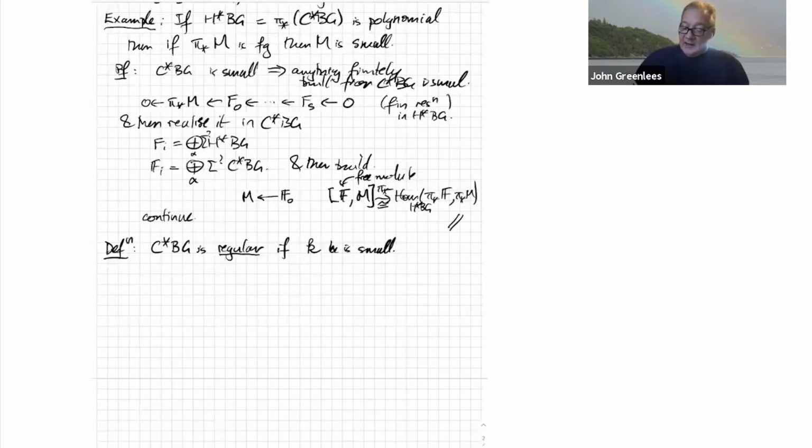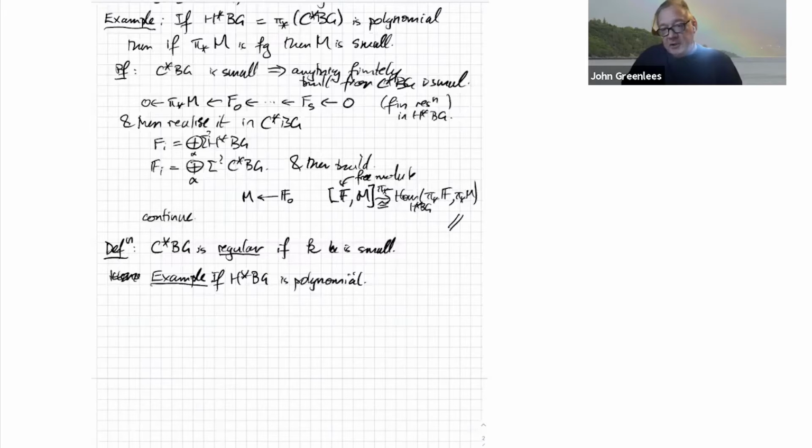So we already have an example. I've just argued that if the cohomology ring happens to be polynomial, so for example, G might be, I guess it doesn't happen that much, but if G was an elementary abelian 2 group, a product of copies of the group with 2 elements, then BG would be a product of copies of RP infinity. This would be a polynomial ring. Then cochains on BG is regular.